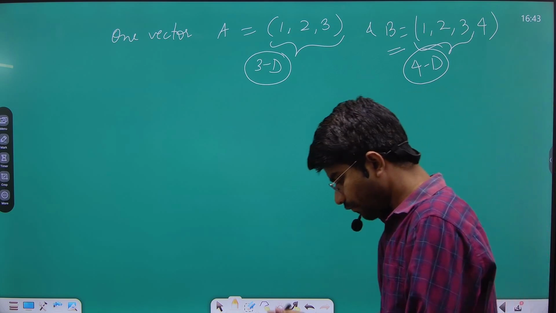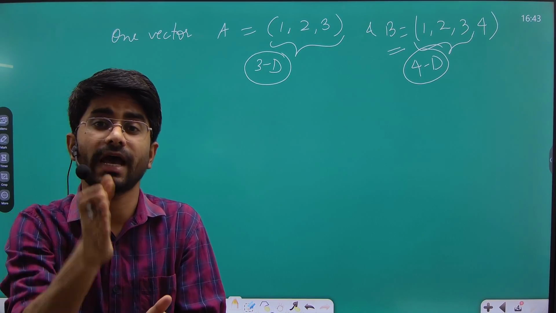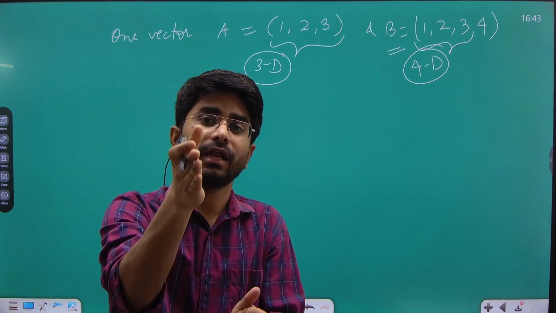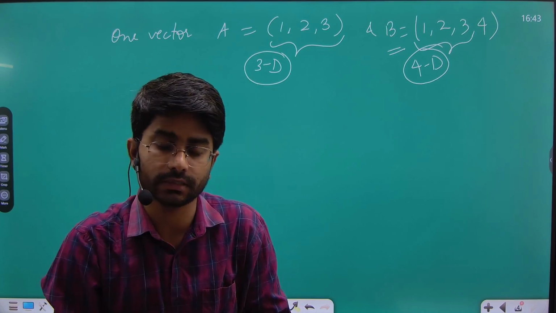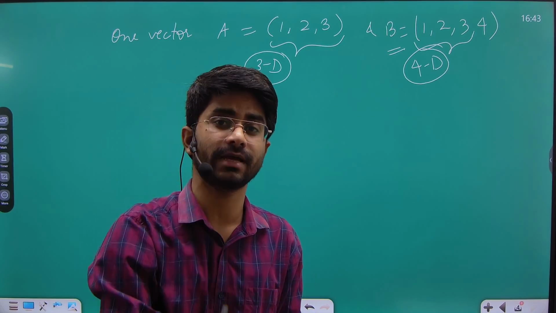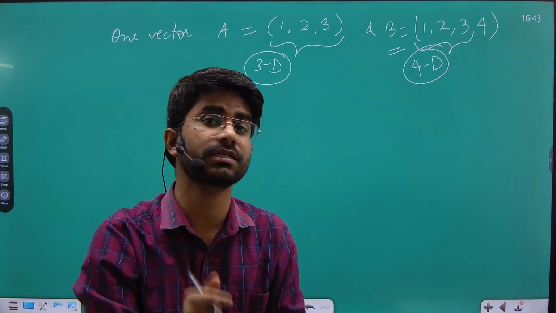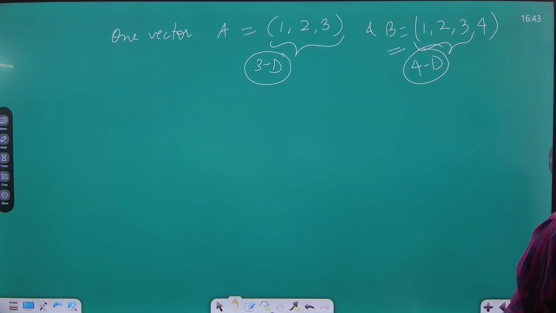That means whenever we are comparing two vectors, we must have the same number of elements in those two vectors, plus the values of the corresponding elements in both the vectors must be equal. Okay? So just note it down.